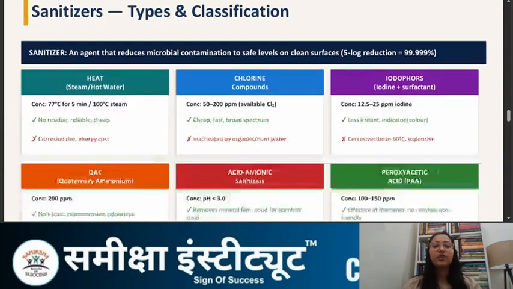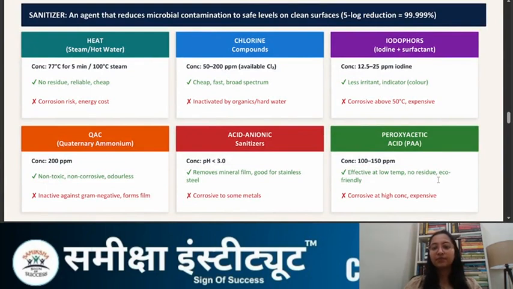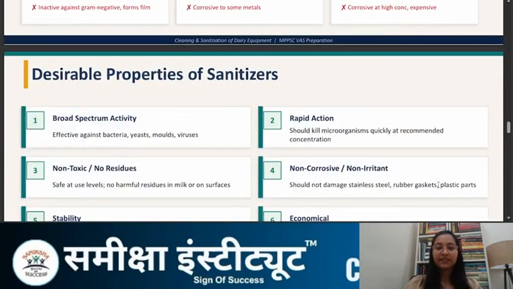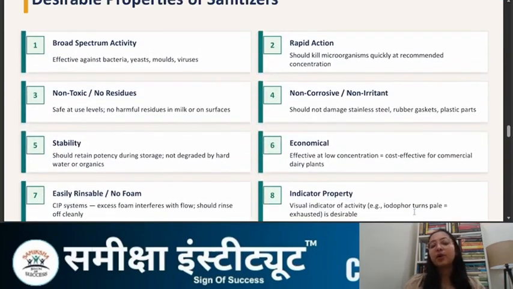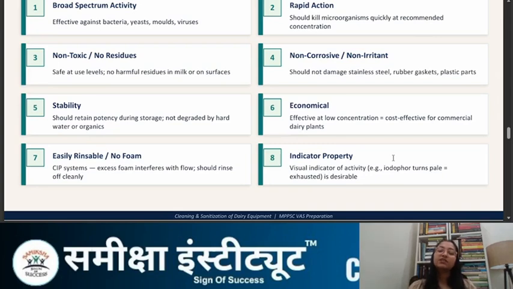Usually what we follow, we use heat, we use chlorine, and we use quaternary ammonium compounds and also iodophores to some extent. Then since we also studied about the 8 properties of detergents, now we'll also study about the 8 properties of these sanitizers. Okay, starting with the broad spectrum activity. Since we want to reduce the microbial count, these should have broad spectrum activity. They should include bacteria, yeast, mold, virus. These should be anti-infective in nature. These should also reduce the count of bacteria, yeast, molds and viruses, which means these should have broad spectrum activity.